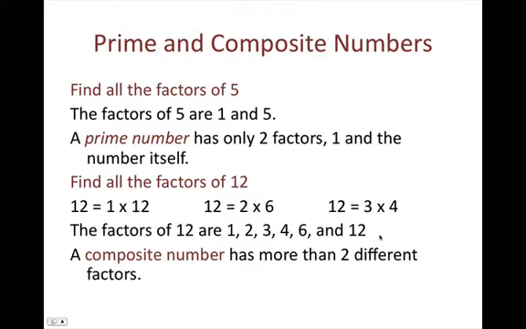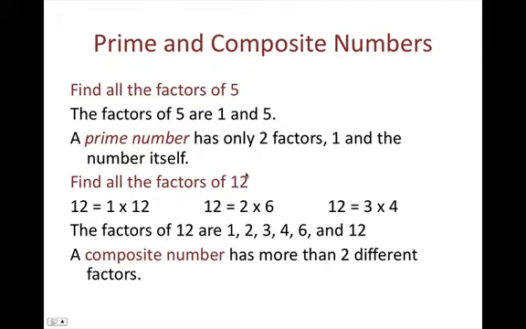Okay, let's move on to prime and composite numbers if you understand what you've heard so far. We're going to find all the factors of 5. The factors of 5 are 1 and 5 because there are no other numbers that can be divided evenly into 5. A prime number has only 2 factors, 1 and the number itself.